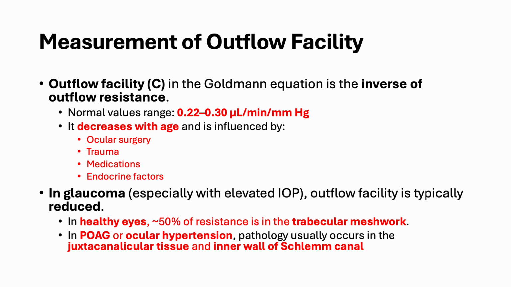Think of JCT equals jammed canal tissue. The juxtacanalicular tissue lies just before Schlemm's canal, and when it becomes dysfunctional or clogged, the canal gets jammed, causing resistance and elevated IOP. This region has the least structured extracellular matrix, making it the bottleneck in aqueous outflow. Hence, it's the key target in glaucoma pathophysiology and treatment.